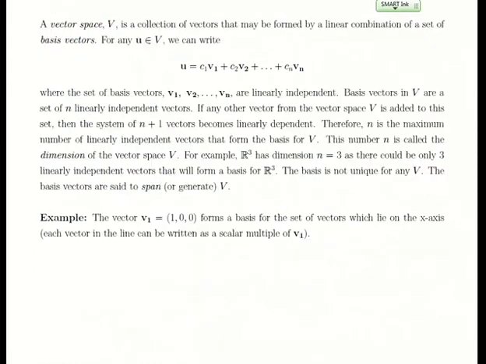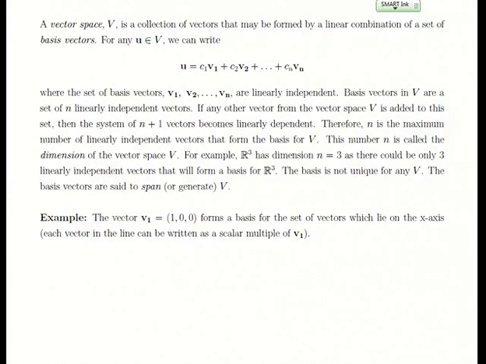Right, here's another fancy word, a vector space. A vector space is a collection of vectors that can be formed by a linear combination of a set of basis vectors. Okay, let's see what that means. Basis vectors have to be linearly independent, so you have a bunch of vectors. You can't make one from a combination of the others, so they're linearly independent, and they can be called basis vectors. Now, if you make different linear combinations of those vectors, you can make another vector. And all the different vectors that you can make by taking these different combinations of these basis vectors make up what's called a vector space.